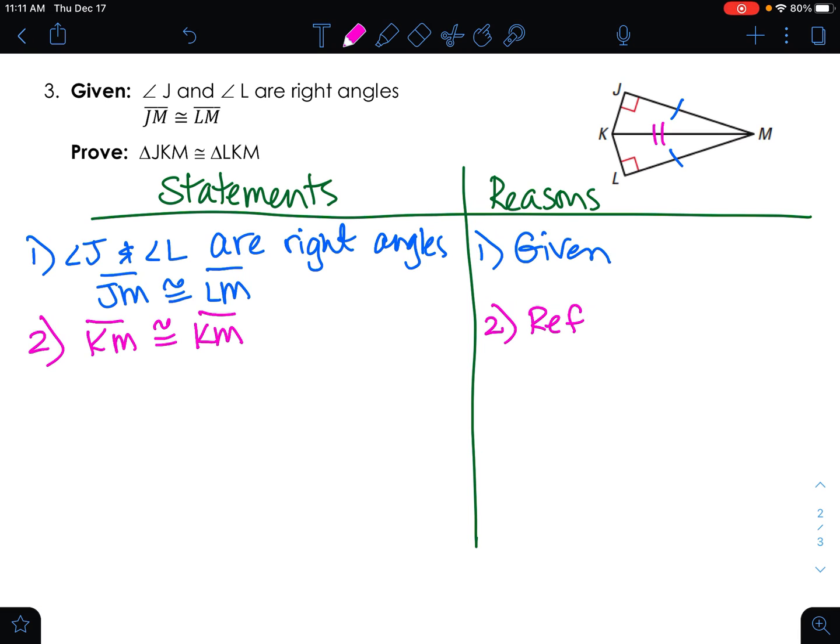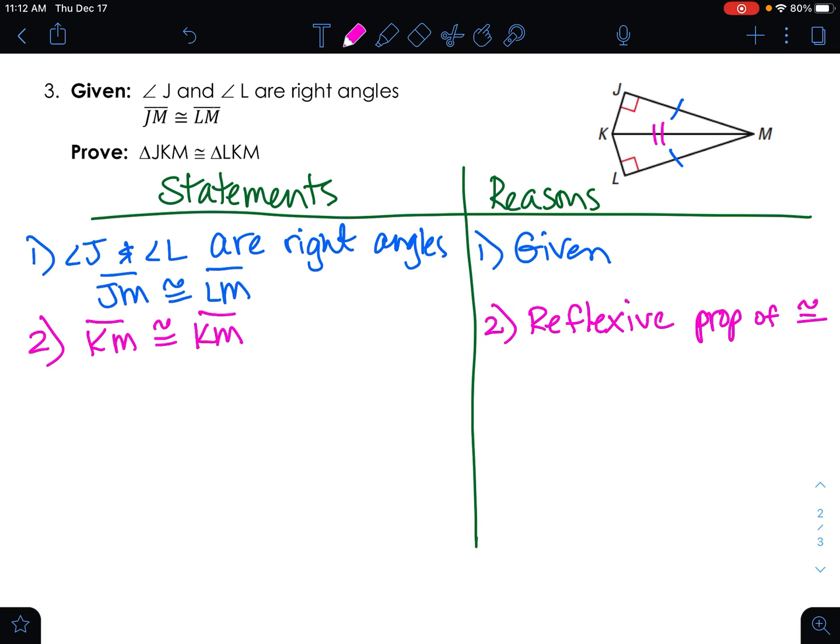Oops, let me make that a little bit better. Okay, now let's look at the picture. Because every time you write something, I want you to pause and see, do you have what you need? So I actually do have one of my theorems. I have hypotenuse leg. I have HL.